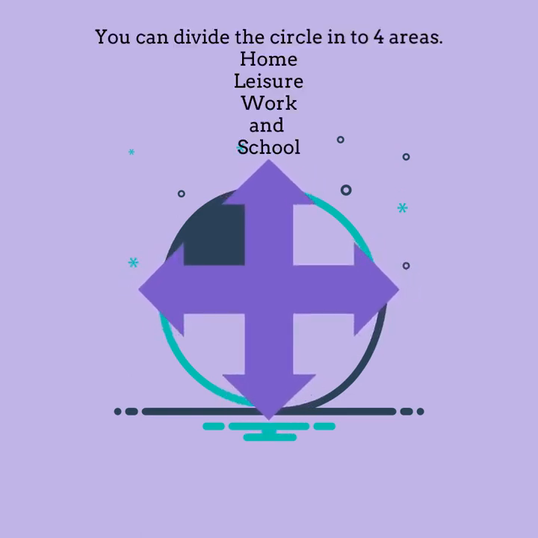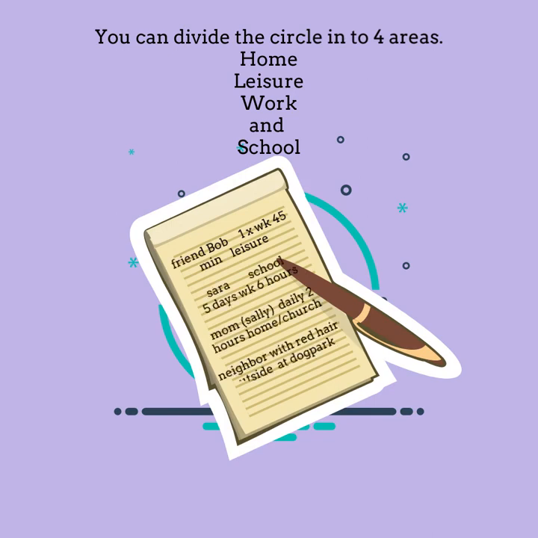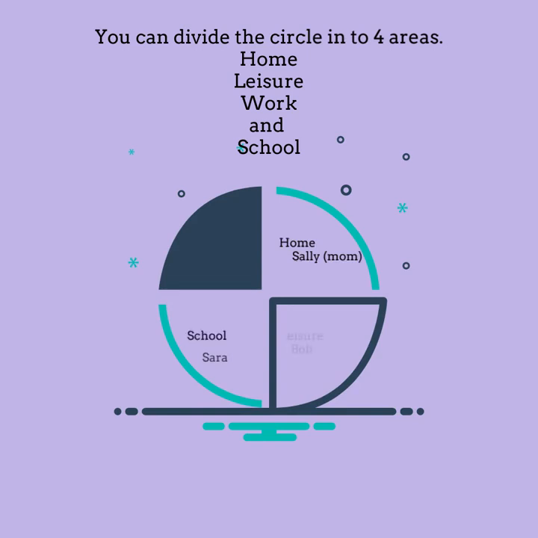You can divide the circle into 4 areas: home, leisure, work, and school. As you are collecting names from the patient about who they shared air with, remember to note which of the 4 categories they fall under. Some people may fall under multiple areas. For instance, the patient's mom may be a home contact and also a contact at church, leisure.